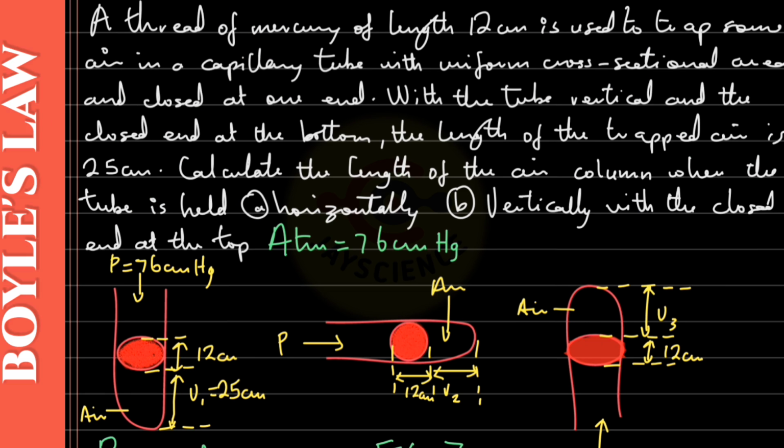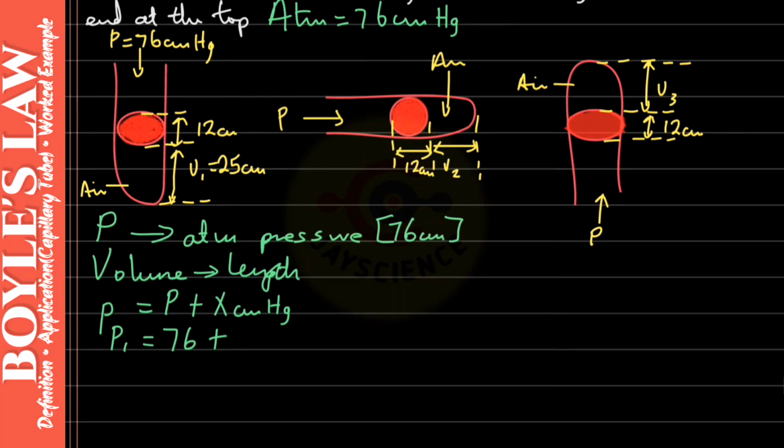So here's a question for you. I'd like you to pause the video and try and solve it. A thread of mercury of length 12 centimeters is used to trap some air in a capillary tube with uniform cross-sectional area, closed at one end. With the tube vertical and the closed end at the bottom, the length of the trapped air is 25 centimeters. Calculate the length of the air column when the tube is held horizontally, and vertically with the closed end at the top. You have the three diagrams drawn for you here.